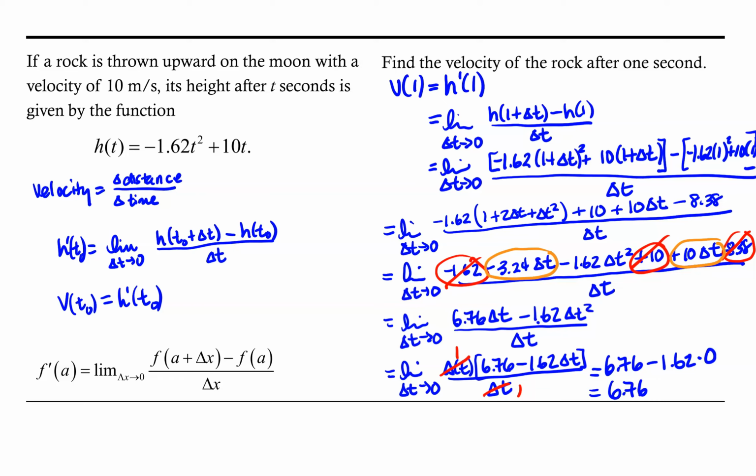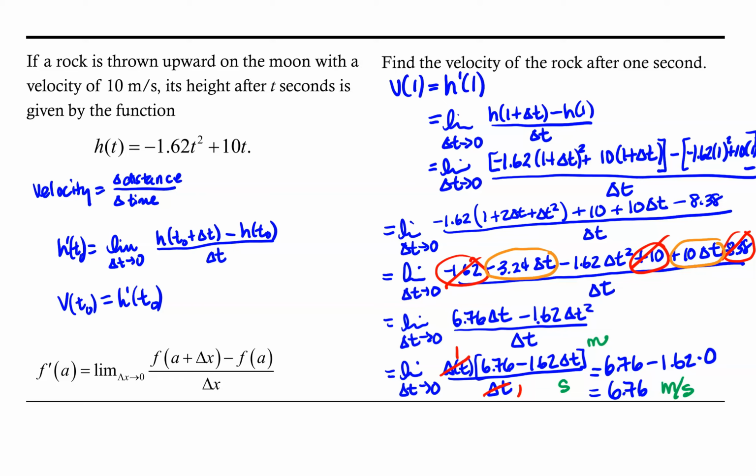What are my units? Well, the units associated with the numerator in this ratio were meters, and the units associated with the denominator in this ratio were seconds. So the units for my 6.76 are meters per second.